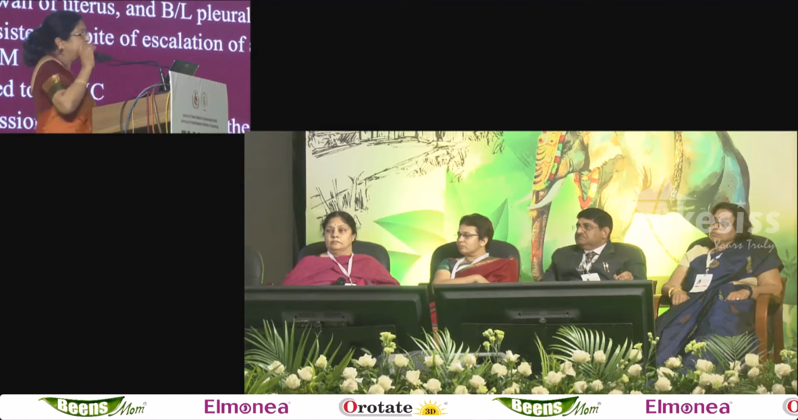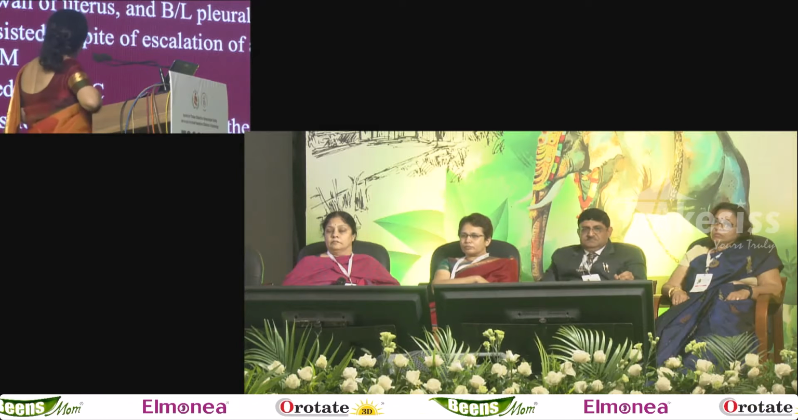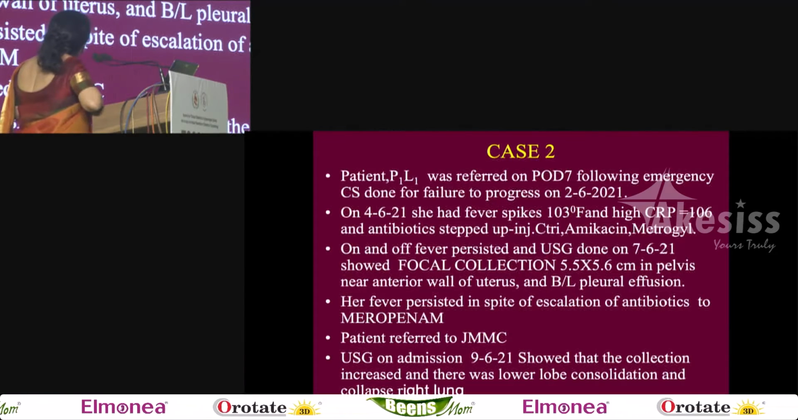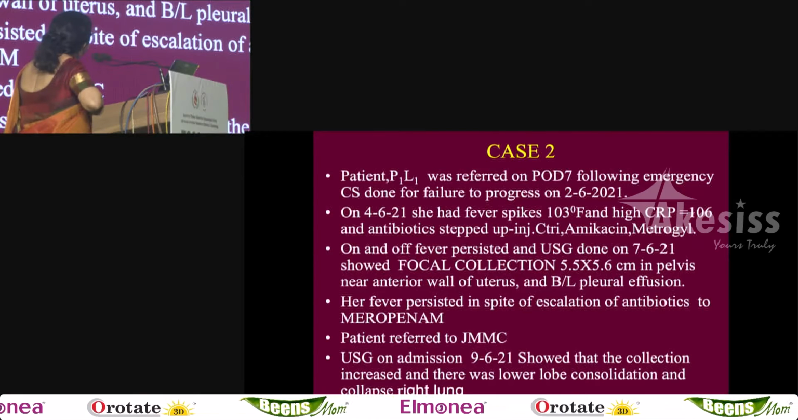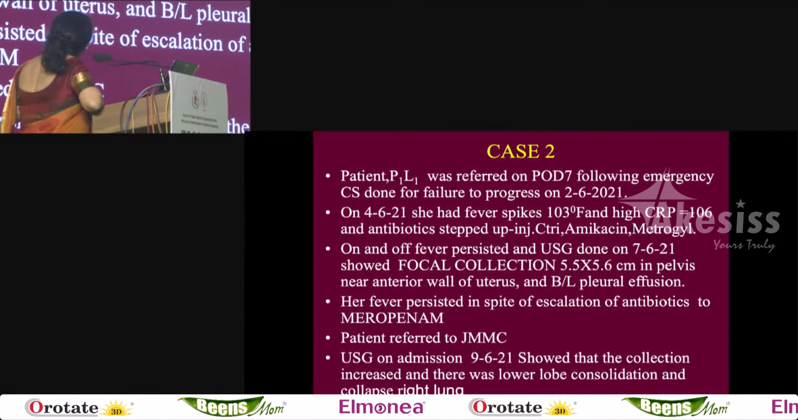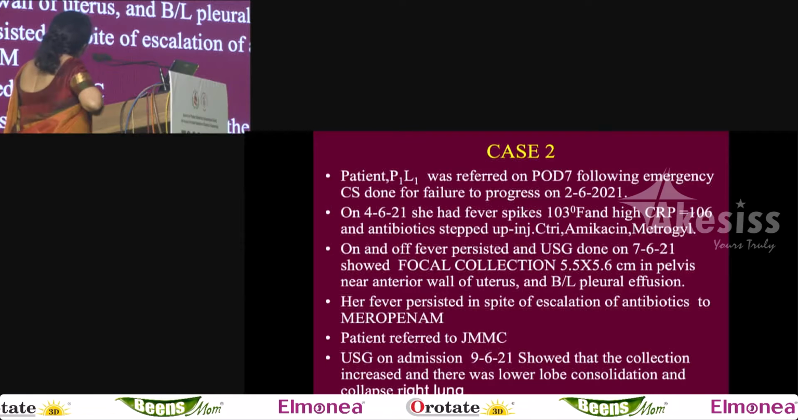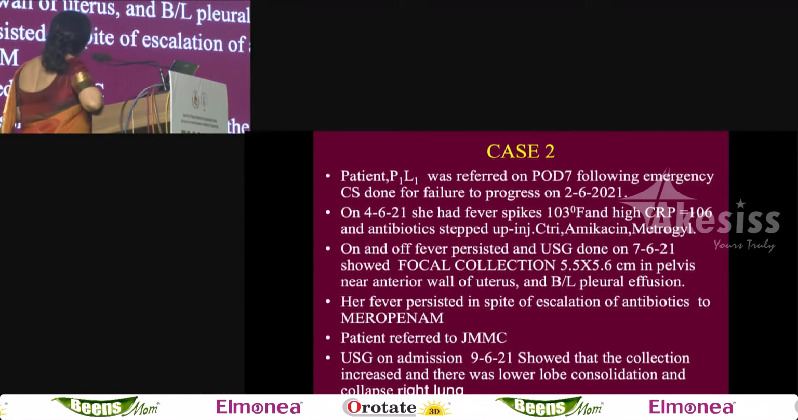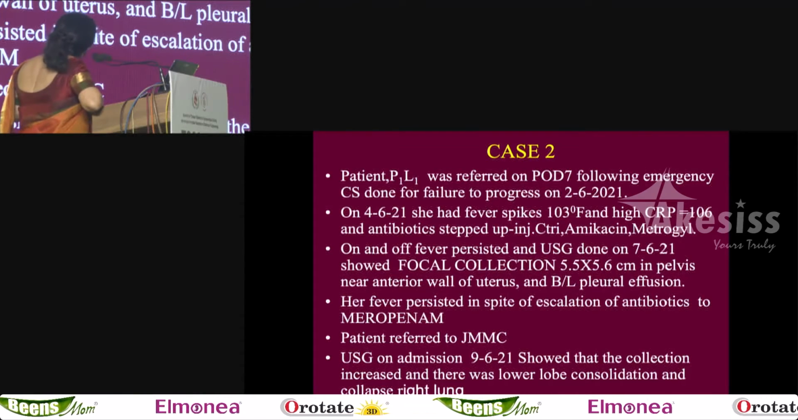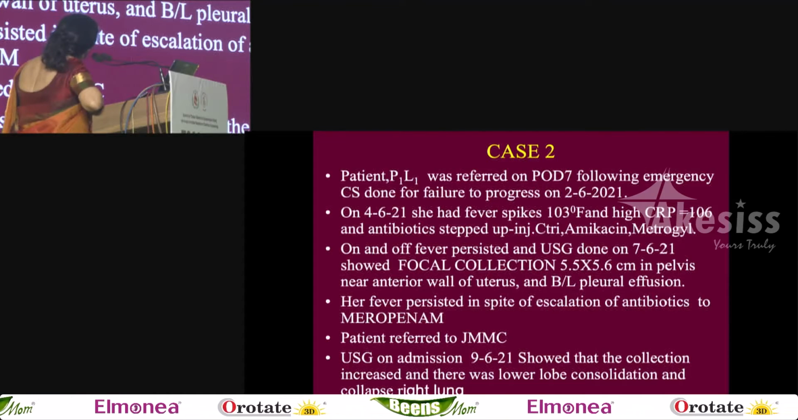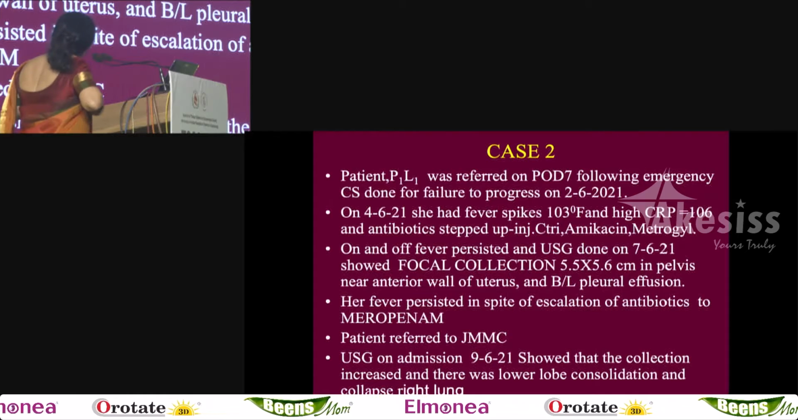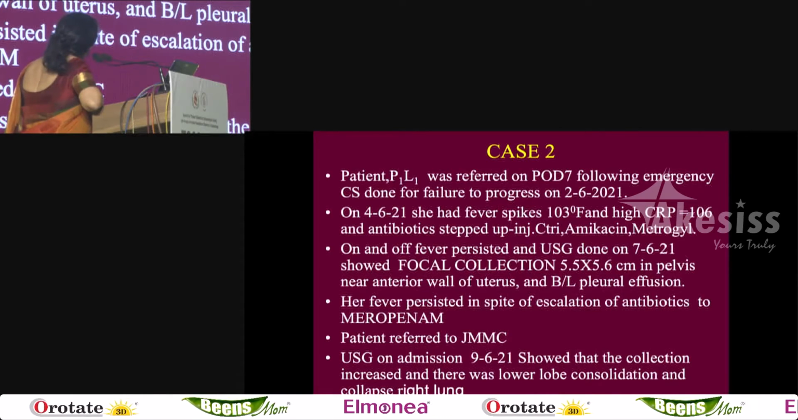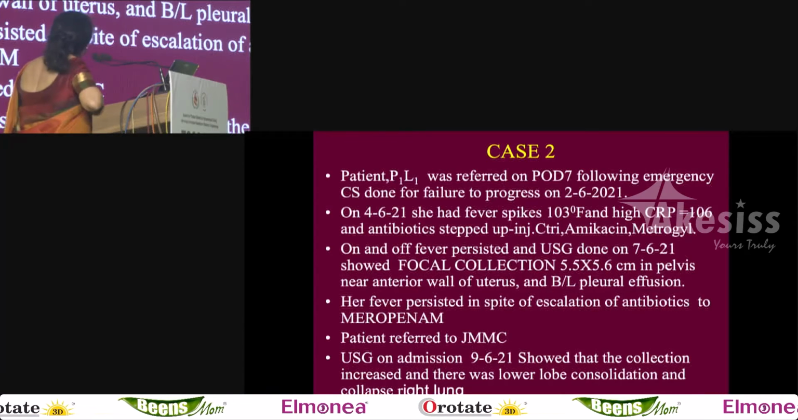So now we'll go to another case. She's a patient, para 1, living 1. She was referred on day 7, post-operative day 7, following an emergency cesarean section done for failure to progress, okay? That is on the 2nd. On the 4th, she had fever spikes, 103, and a high CRP of 106. And then the notes say antibiotics were stepped up to injection Cetri, amikacin, metrogyl.